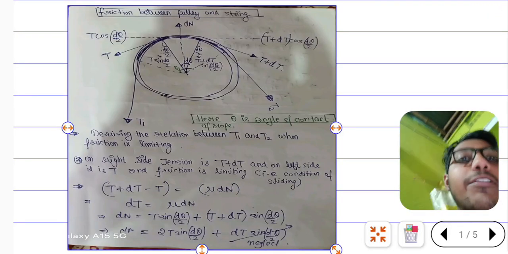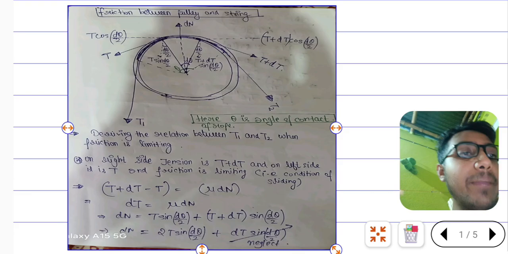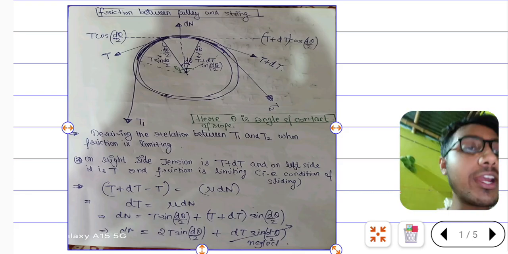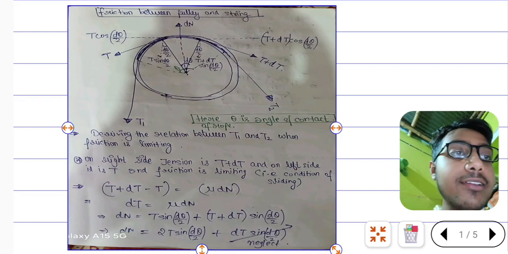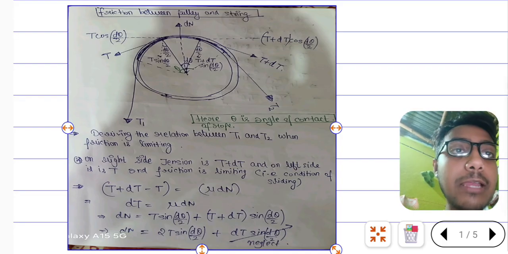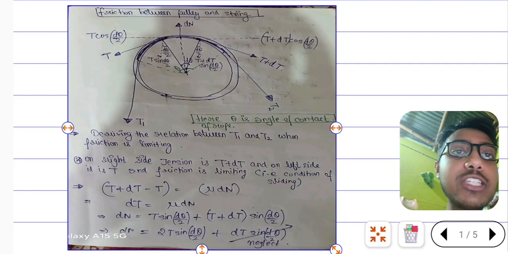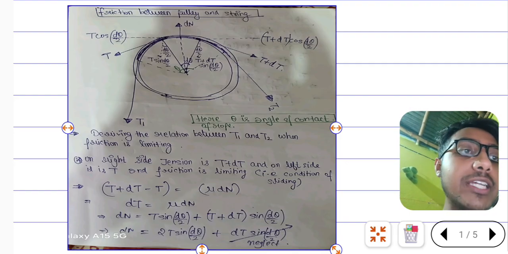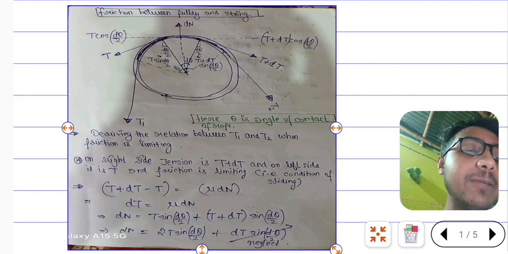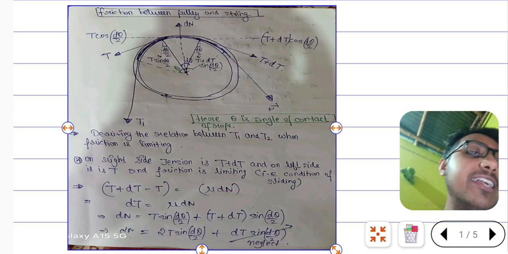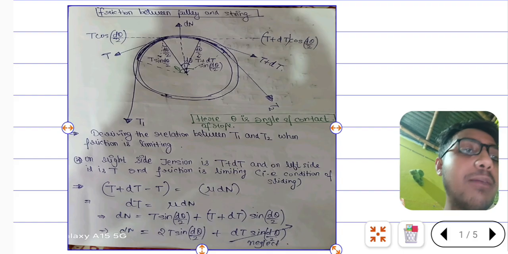Hello everyone, today we are discussing a very important topic, that is friction between pulley and string. This is not an ideal case, where we are taking friction into account in problem solving. When friction is present, tension on both sides of the string will not be the same. On one side it will be T2 and on the other side it will be T1. If T2 is greater than T1, then only sliding will occur and friction will oppose it.